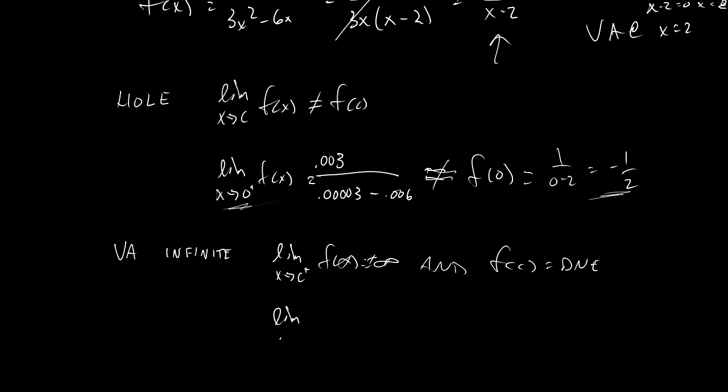So the limit as x approaches 2 from the right of my function is equal to, so remember my function is 1 over x minus 2. I'm going to plug in something a little bit bigger. I'm going to get a positive number. So that means I'm going to positive infinity. And if I plug in 2, I get 1 over 0, which is DNE. So that's how I would do that one.